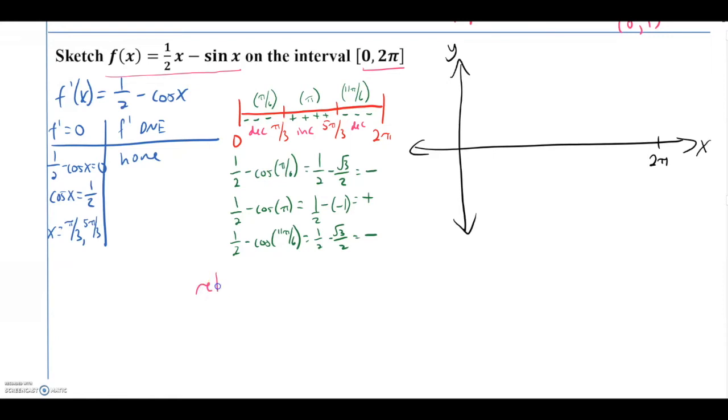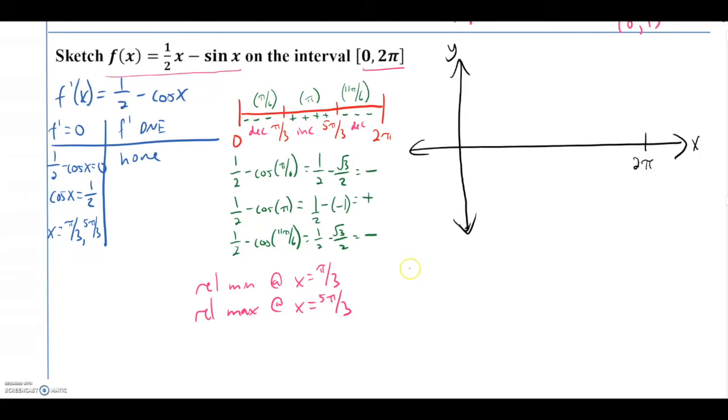And I've also figured out that I'm going to have a relative min at x equals pi over 3 because of that negative to positive change, and a relative max at 5 pi over 3 due to the positive to negative change. So the last thing I'm going to do is go back and evaluate my original function at these key values. And also thinking back to 5.1, I'm going to include 0 and 2 pi, always wanting to look at endpoints. There's spots where we could have absolute extrema, but also they're going to be easy spots for us to graph this function.